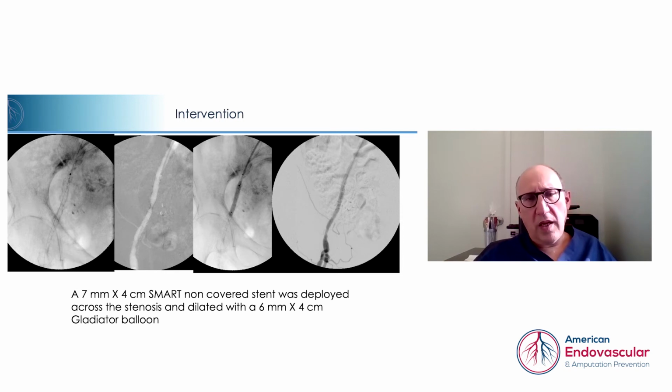So first, the external iliac artery stenosis was treated. A 7 by 4 millimeter Smart stent, a non-covered stent, was deployed across the stenosis and was dilated with a 6 millimeter by 4 centimeter Gladiator angioplasty balloon with an excellent angiographic result. I should note that an IVUS exam was also performed for vessel sizing of the iliacs and the SFA at the top and the tibioperoneal trunk.